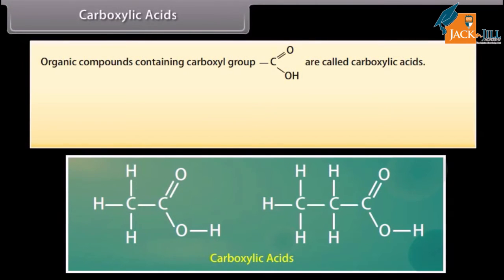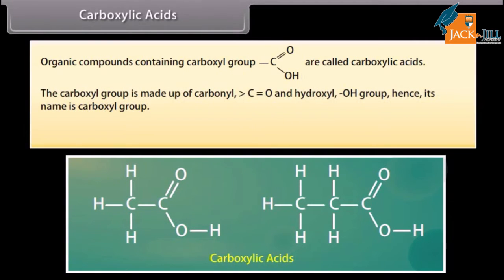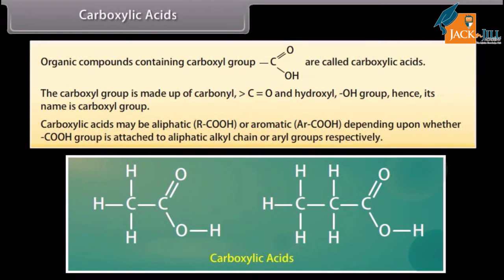Carboxylic acids. Organic compounds containing a carboxyl group are called carboxylic acids. The carboxyl group is made up of a carbonyl and a hydroxyl group, hence its name is carboxyl group. Carboxylic acids may be aliphatic or aromatic depending upon whether the carboxyl group is attached to an aliphatic alkyl chain or aryl groups respectively.